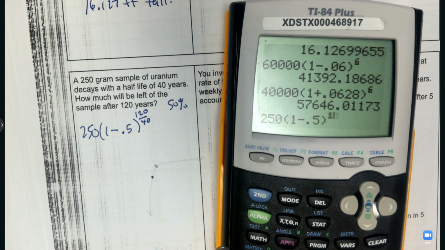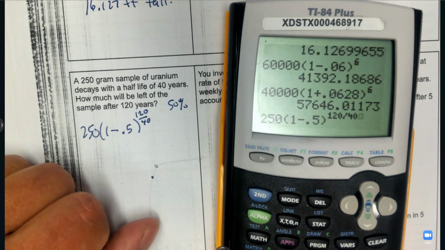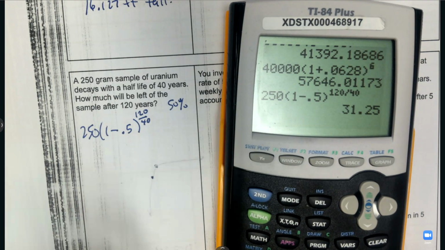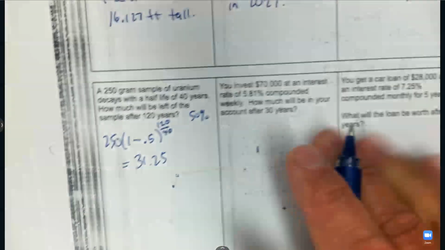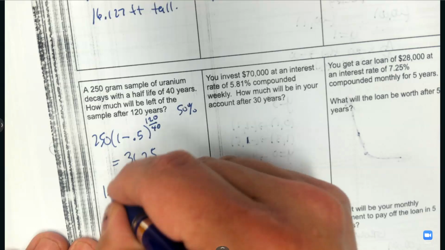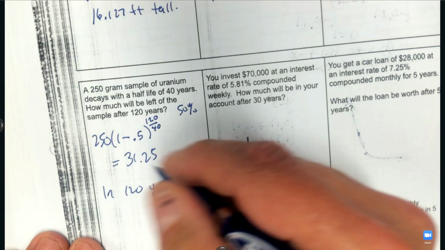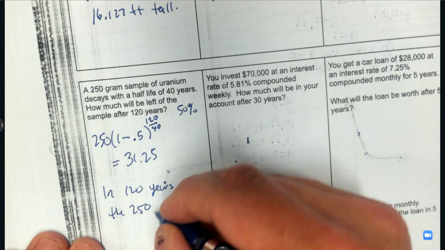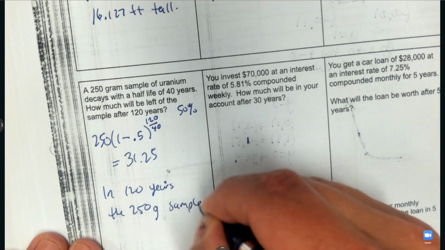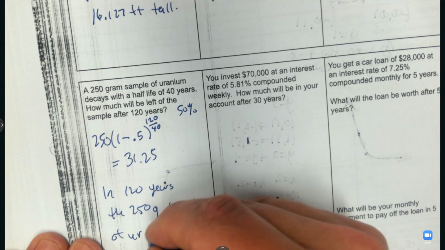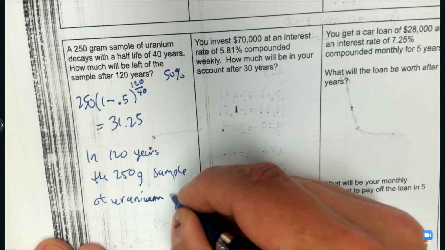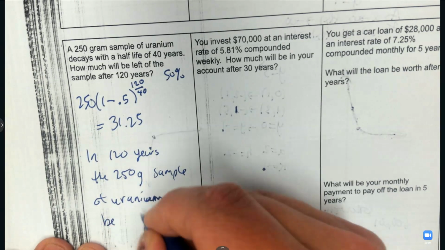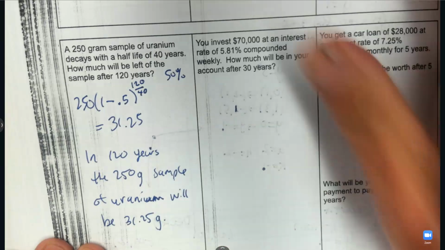You can just type in 120 divided by 40, and you get 31.25. And then simple, in 120 years, the uranium, something like that, will be, and we just said 31.25 grams.